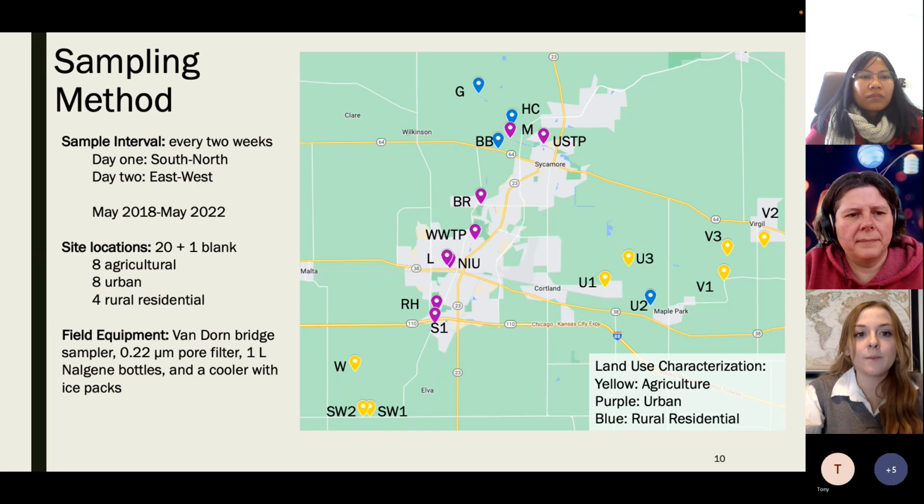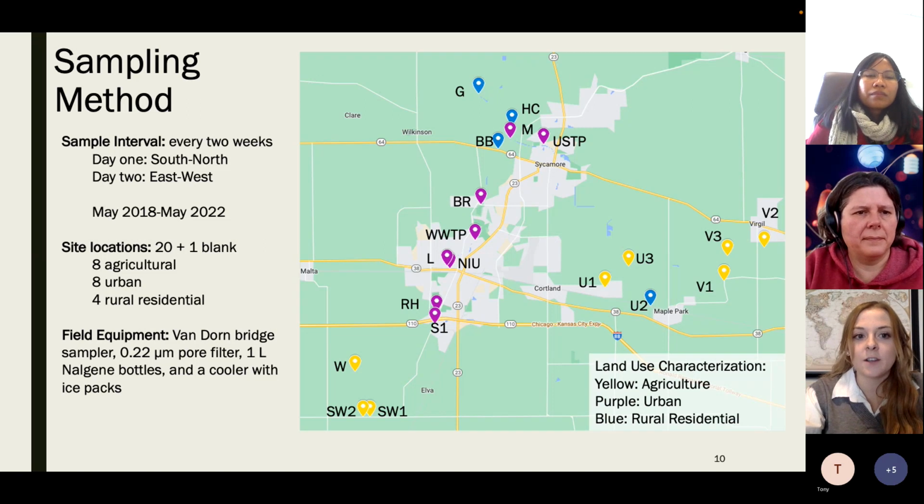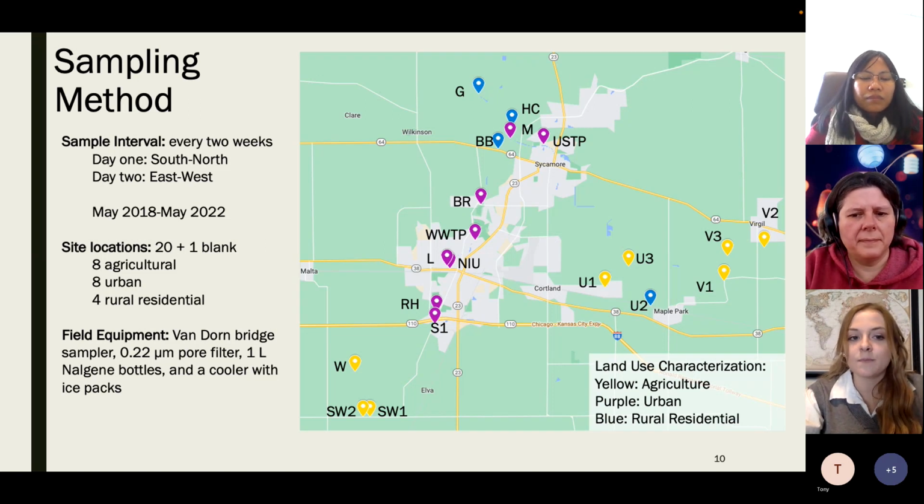For sampling, samples were collected every 2 weeks over the course of 2 days. On the first day, I would travel south to north to follow what was happening in the South Branch. On the second day, I would go from east to west to encompass what was happening in the East Branch. I started the project in January of 2021. However, there's historical data that dates all the way back to May of 2018. Of the sites, 8 were agricultural, 8 were urban, and 4 were rural residential. I also collected a blank as well.